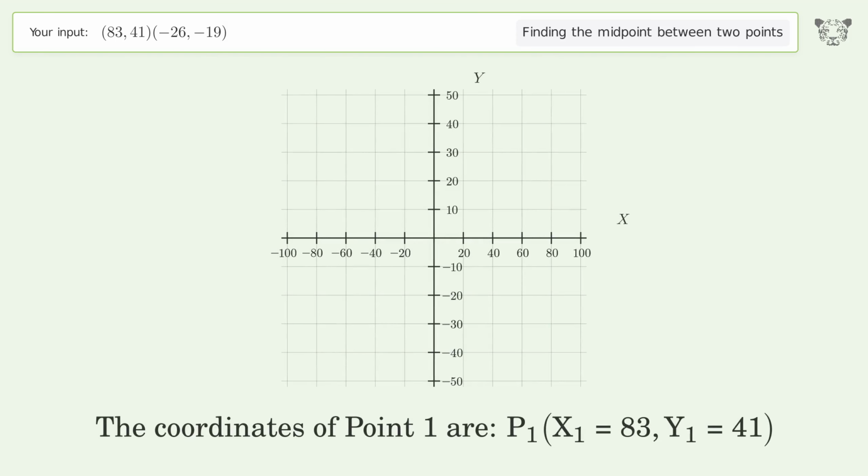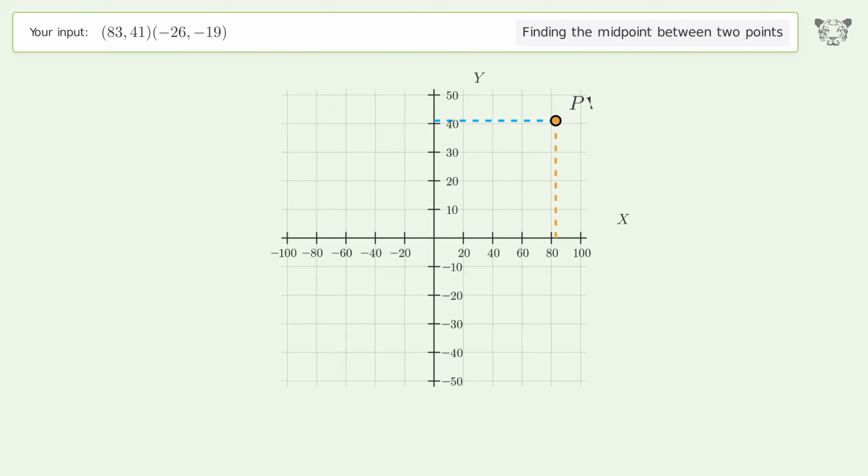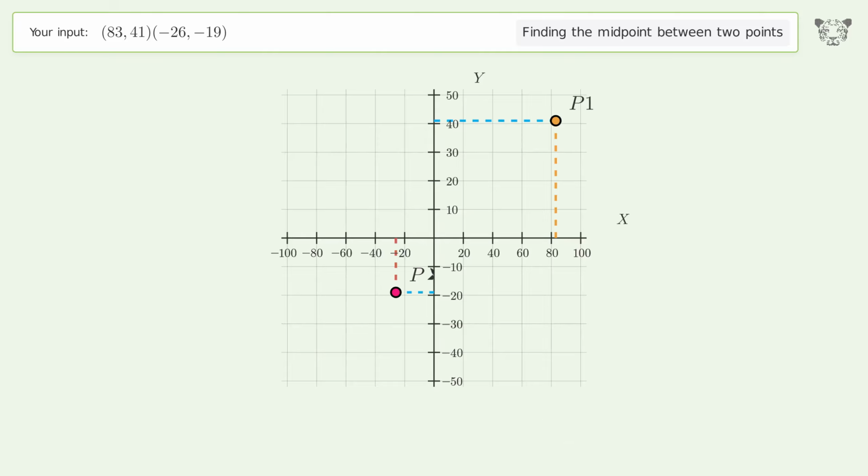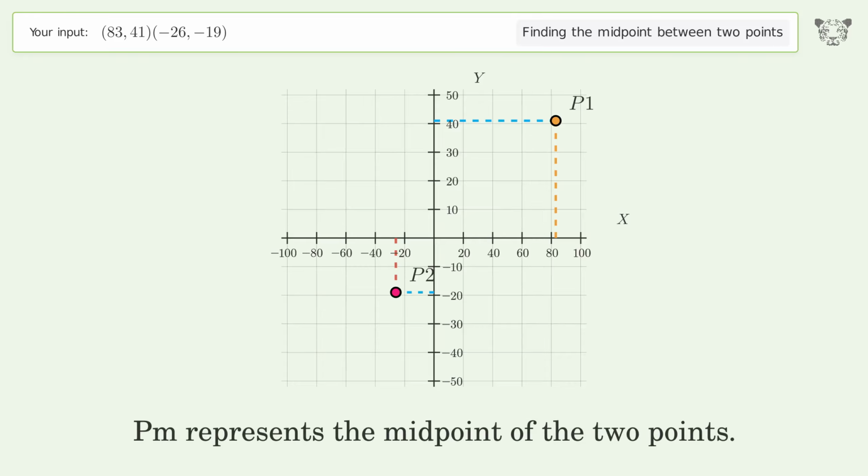The coordinates of point 1 are x1 equals 83, y1 equals 41. The coordinates of point 2 are x2 equals negative 26, y2 equals negative 19. PM represents the midpoint of the 2 points.